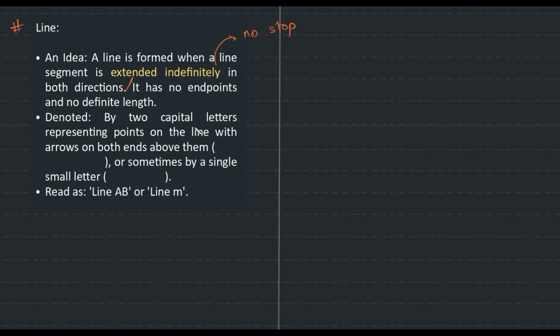It's denoted with two capital letters representing points on the line with arrows on both ends above them. Something like this. Now line AB. Okay, let me rewrite that. AB. Or sometimes by a single small letter, say L. Okay, so this is line AB, and in this case I've written it as M, line M.